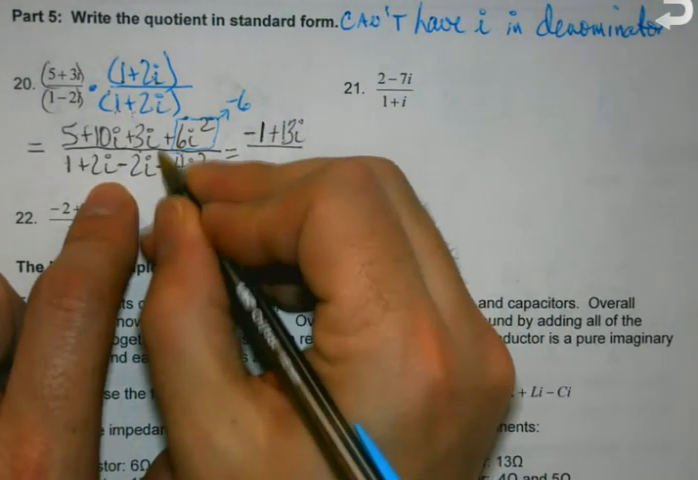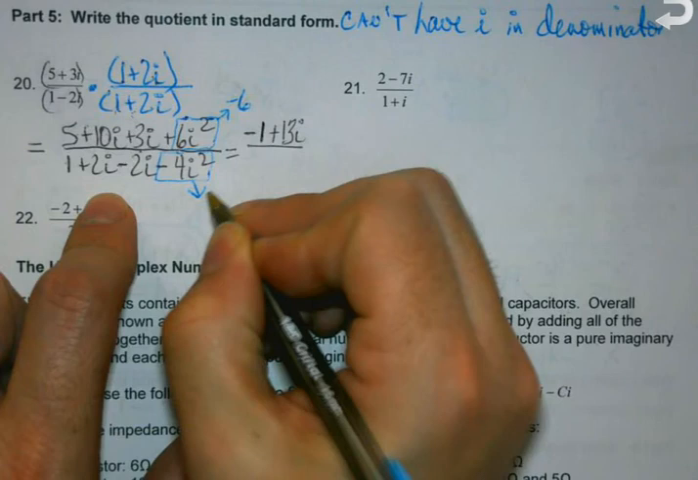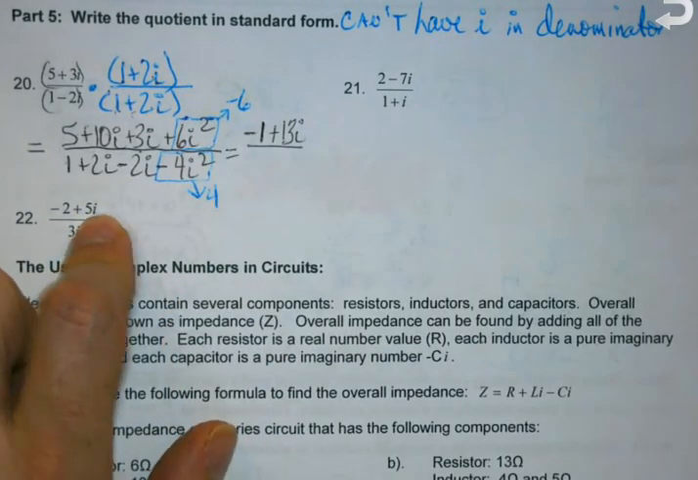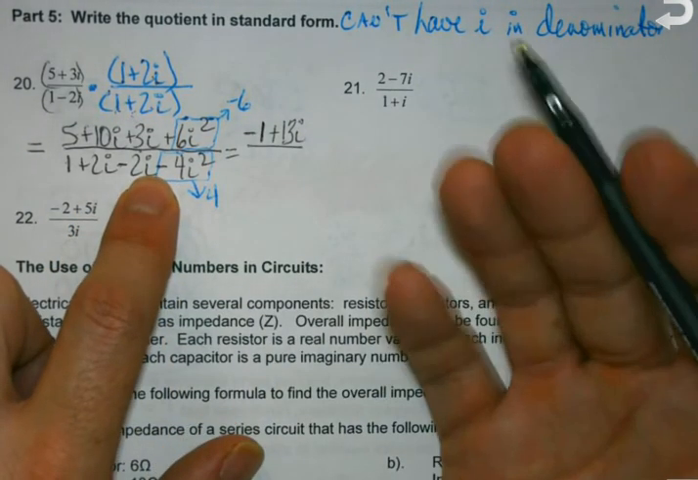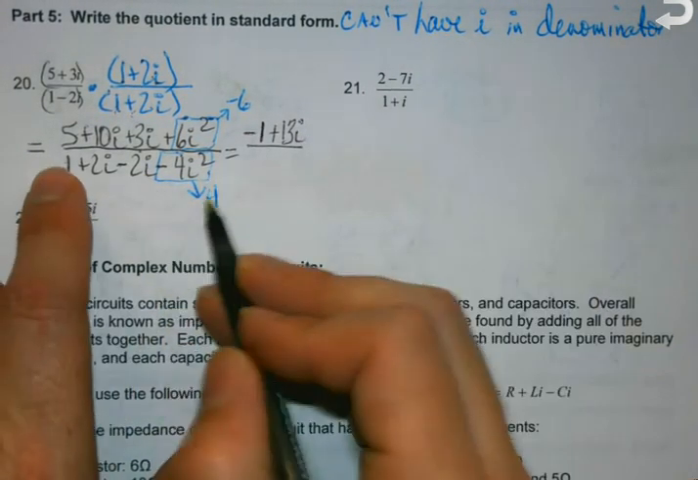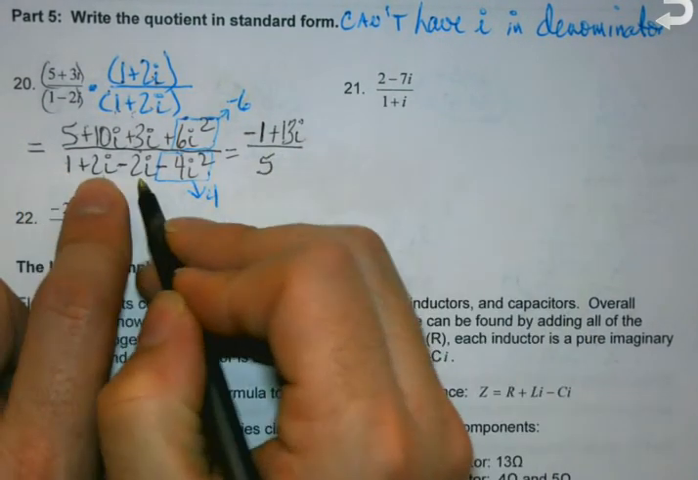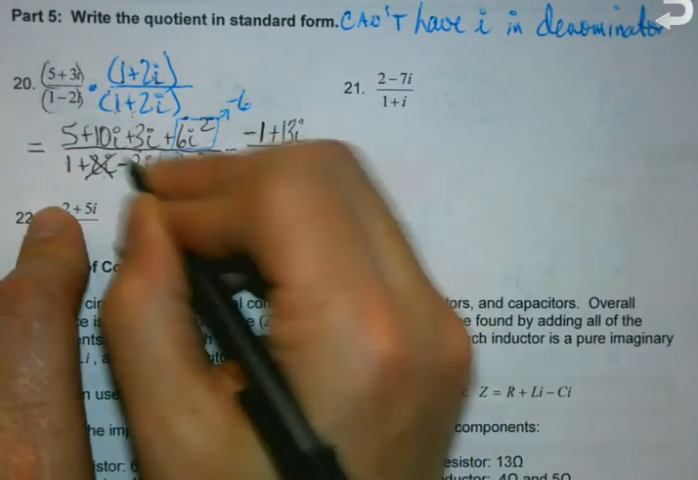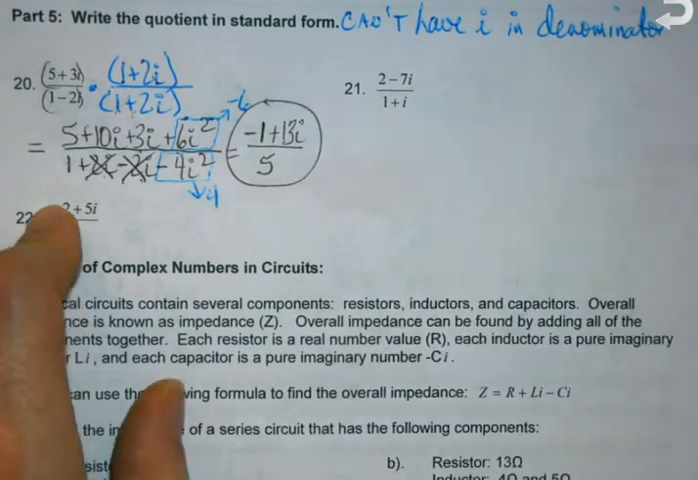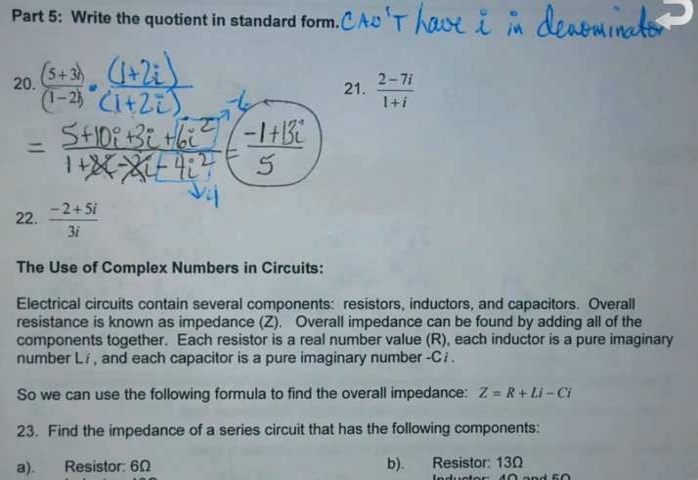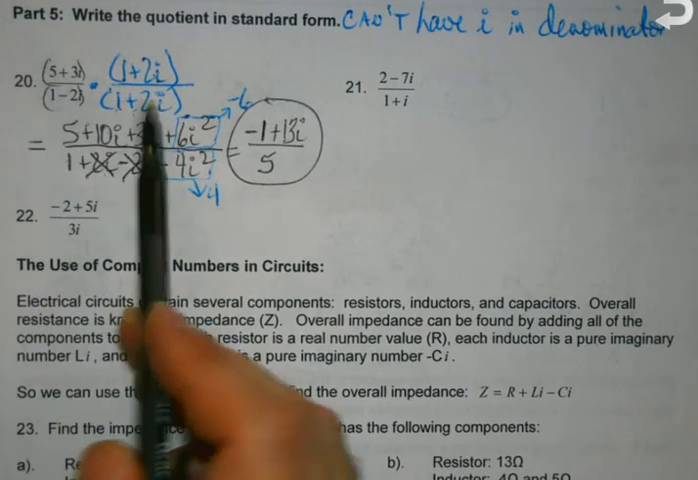Negative 4i squared is actually positive 4. So again, it just changes the sign and makes the i squared go away. So 1 plus 4 is 5. 2i minus 2i. Sweet, there they went. I've rationalized my denominator. The only way you can do that is by multiplying by the inverse.